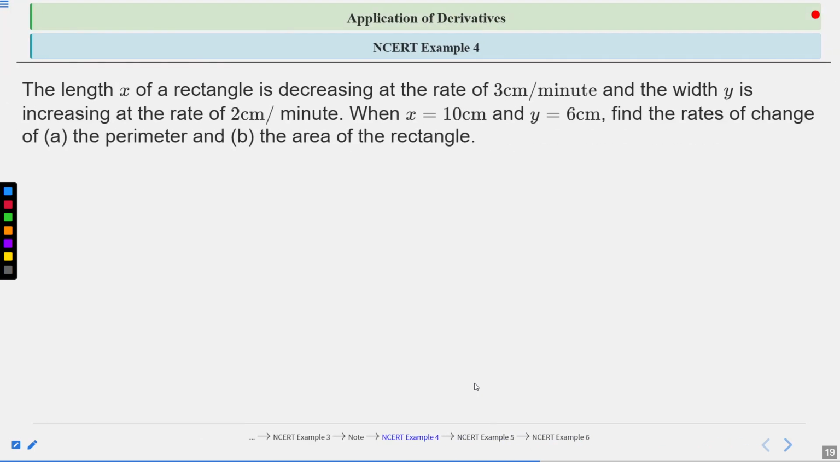So let's move to the next example, NCERT example 4. The length x of a rectangle is decreasing at a rate of 3 cm per minute, and the width y is increasing at the rate of 2 cm per minute. When x is equal to 10 cm and y is equal to 6 cm, find the rates of change of (a) the perimeter and (b) the area of the rectangle. We need to find the rate of change of perimeter, and in part (b) the rate of change of area of the rectangle. Okay.